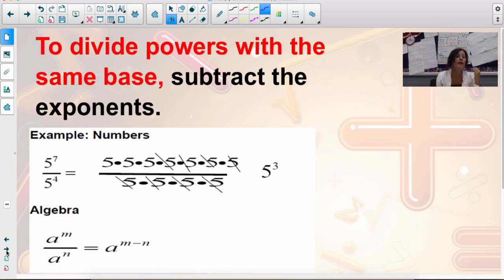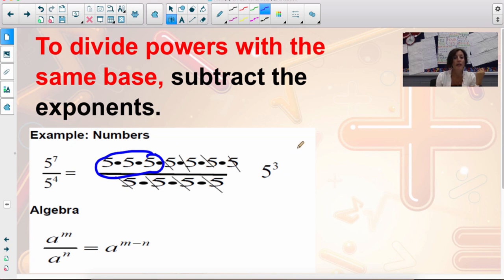Next rule, to divide powers with the same base, we're going to subtract the exponents. So they expanded the 5 to the 7th divided by 5 to the 4th power right here for us, so that we can understand how this is working. So 5 times 5, 7 times is our numerator, and 5 times 4 is our denominator. And we're going to go ahead and cross out what they have in common, numerator and denominator, to simplify, and we're left with 5 to the 3rd power.